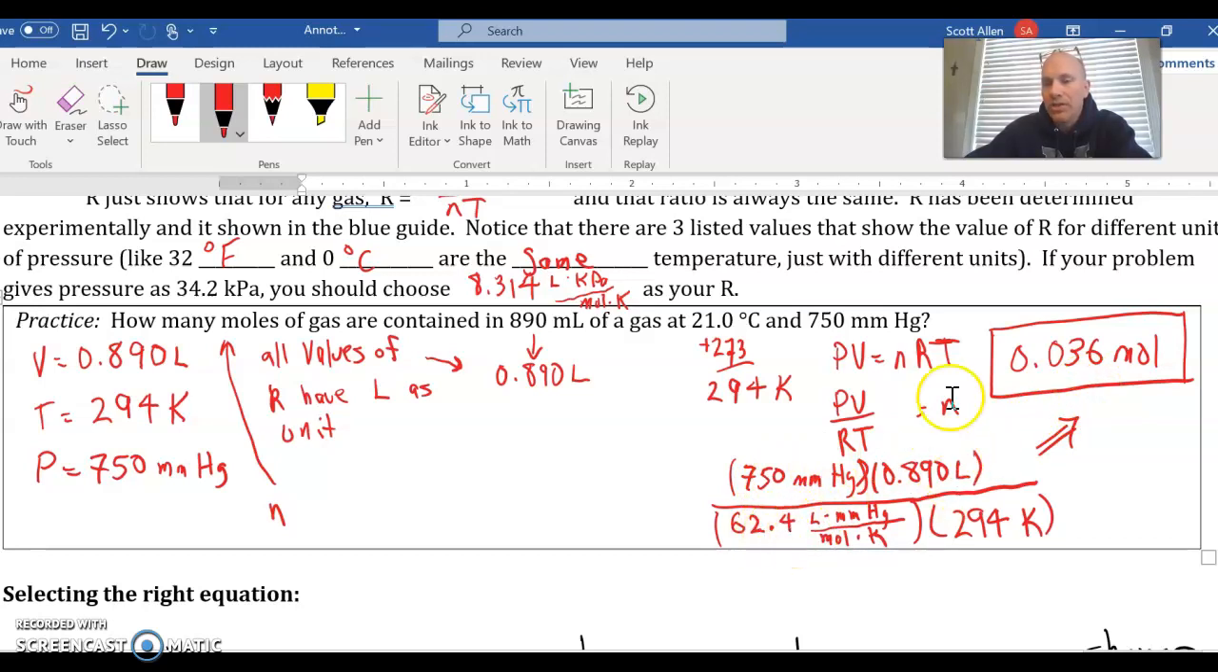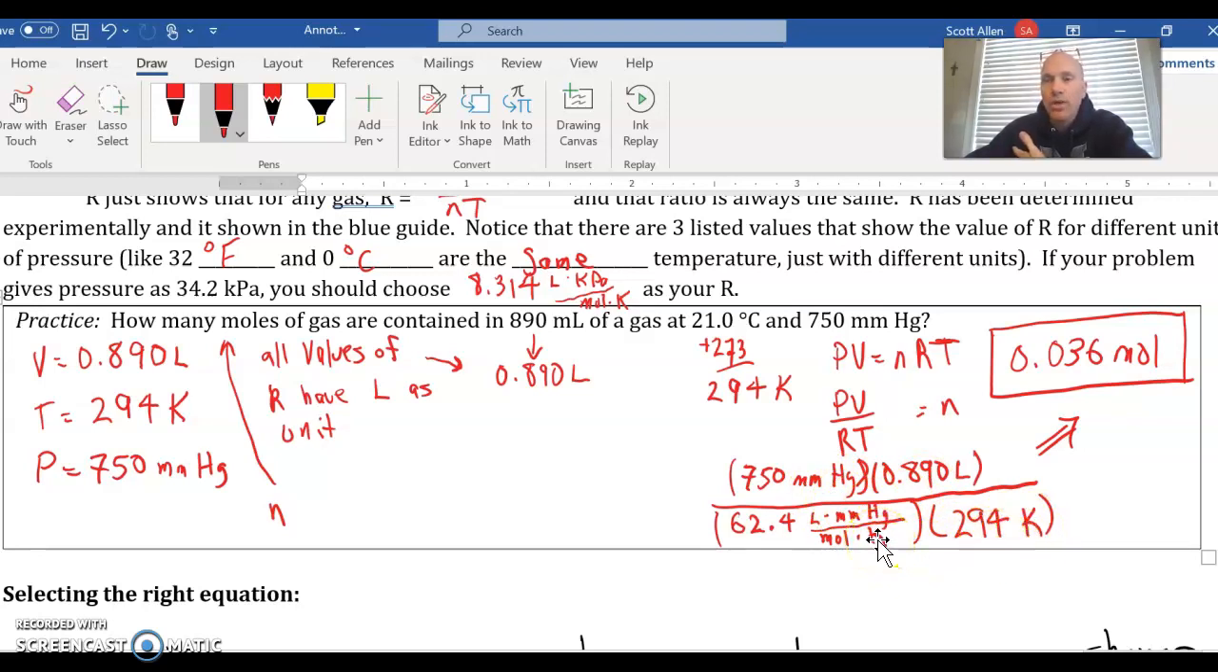But why is the answer in moles? Well, there's 2 reasons for that. The one that might be the most obvious is that the question is asking you for moles. But the real reason that the answer is in moles is when you look at your units. After you plug this in, notice that your millimeters of mercury would cancel out. Your liters would cancel out because you see them twice. And your Kelvin would cancel out.